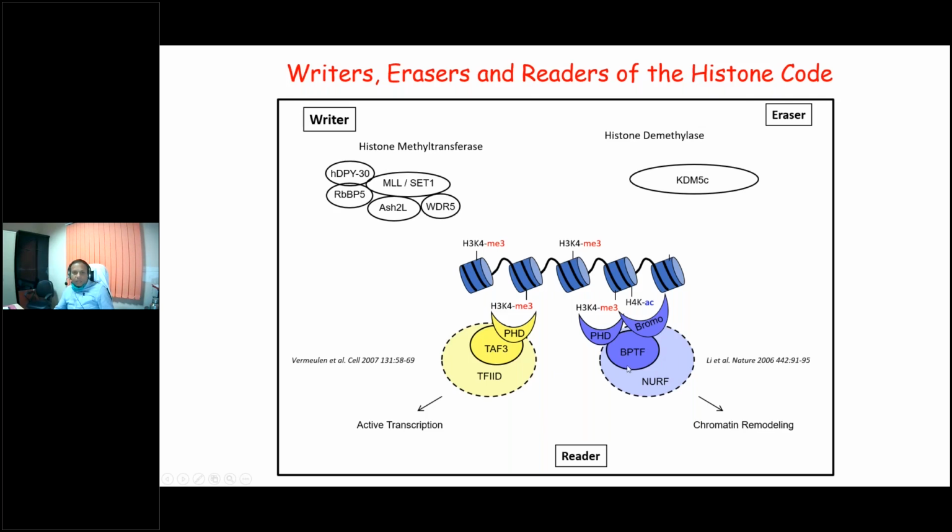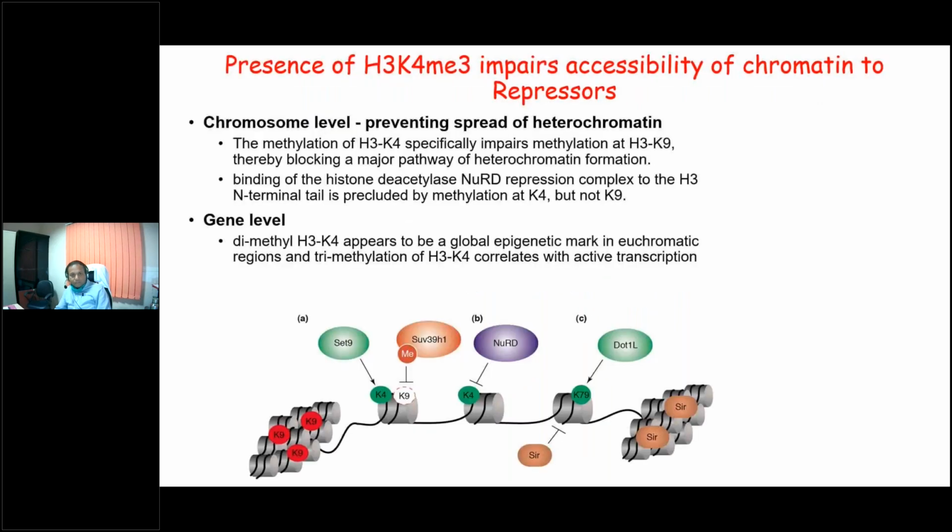Again, the H3K4 trimethyl is mediated through the MLL complex, and these genes will be active. If you want to make it inactive, you have to have an eraser also. KDM5C functions as an eraser of the H3K4 trimethylation mark. So this is all about the different kinds of H3K4 methyltransferases, the readers of this histone signature, and the eraser of this histone signature.